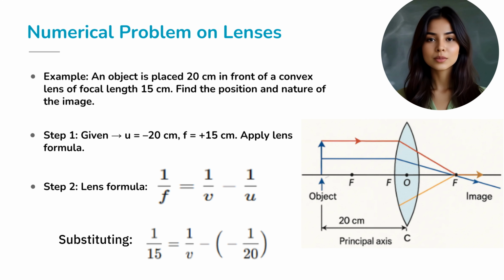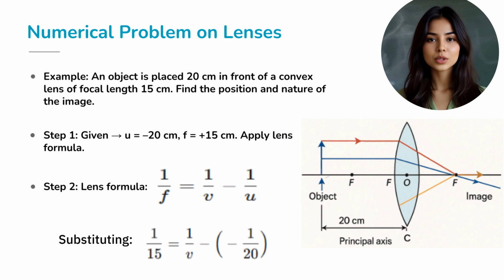Alright students, time for a numerical adventure with our convex lens. Let's break it step by step so it feels more like solving a puzzle than a scary math problem. Step 1. Given values, we are told the object is placed 20 centimeters in front of a convex lens. Using our sign convention, the object distance u is minus 20 centimeters since it's in front of the lens. The focal length f is plus 15 centimeters because it's convex and we treat convex lenses positively like optimistic friends.